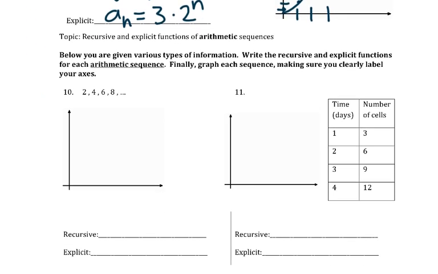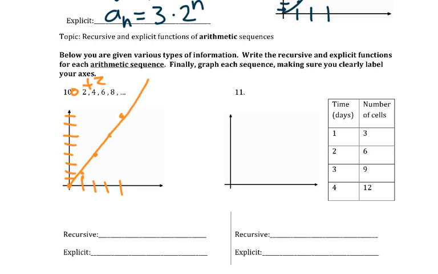Alright, now we have arithmetic. So now we're switching to the add and subtract. Okay. So 2, 4, 6, 8. So 1, 2, 3, 4, 5, 6, 7, 8. So we're adding 2 each time. So if we go backwards to our first term, it's 0. So 0, 0, 1, 2, 2, 4, 3, 6, and 4, 8.